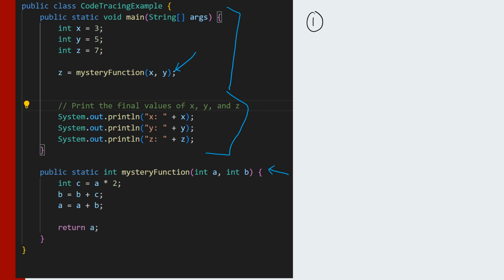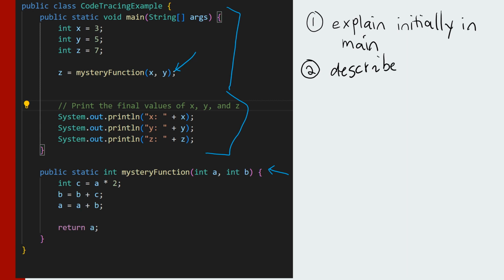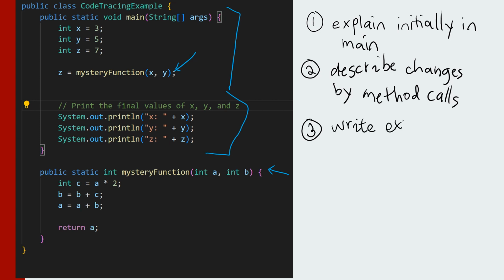Step 1 is going to be explaining initial values or explaining what's happening initially in main. Step 2 is going to be describe any changes that are made by method calls. And step 3 will be to write expected output. Okay, so let's keep that in mind as we continue.